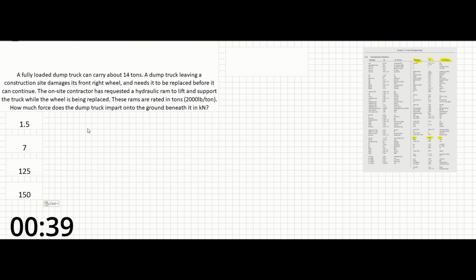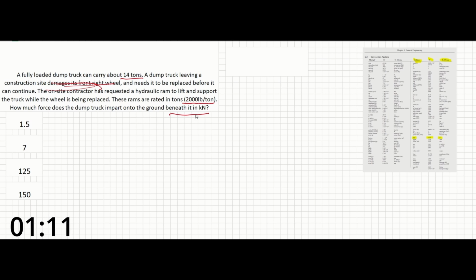So the first thing we can determine about this problem is that most of this stuff is just meant to trick you. The whole story about the dump truck doesn't matter. All we need to know is that we need to find the force imparted onto the ground in kilonewtons by a 14-ton dump truck. The wheel story doesn't matter at all, and the information about the ram doesn't really matter, but it will be useful to know that 2,000 pounds are in a ton, in case you've forgotten that.